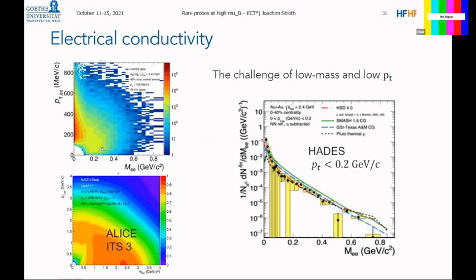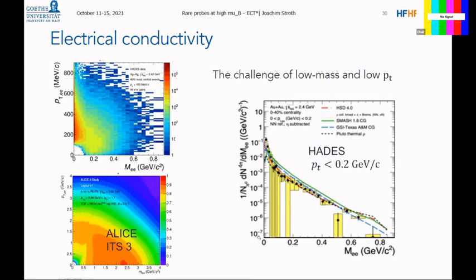It has to do with the fact that you cannot really go neither to low zero pT nor to zero mass. There's always some acceptance hole where you cannot detect dileptons. This is for HADES in this case, and this is for the new version, ITS3. I mean, the scale is different, so this hole is more or less the same like here in HADES, so don't worry.